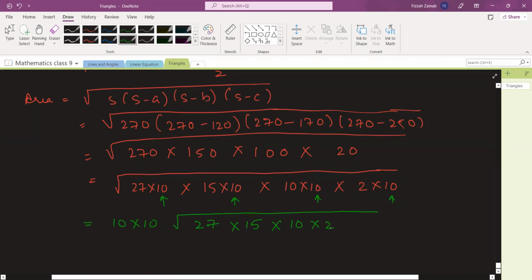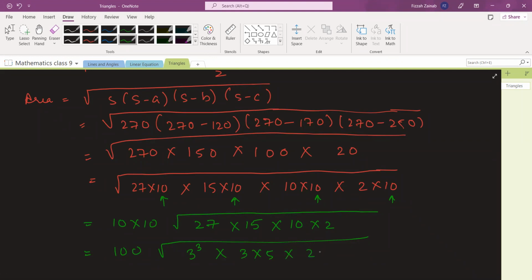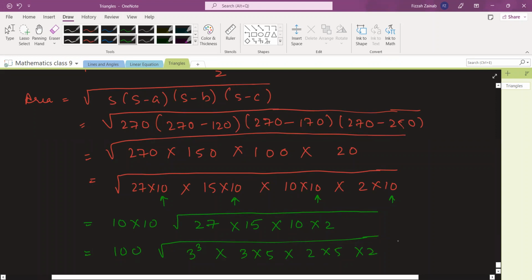Yes, ma'am. Okay. So now you have got the numbers, at least small numbers you're getting now. So 100 is outside. Now you can just break it. So 27 is 3 cube basically, right? 3 cube is 27. 15 is 3 into 5. 10 is 2 into 5, and then into 2. And this is in centimeter square because it's area. Everywhere please write.